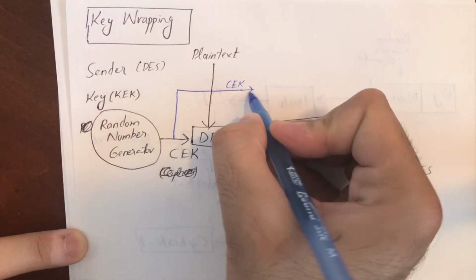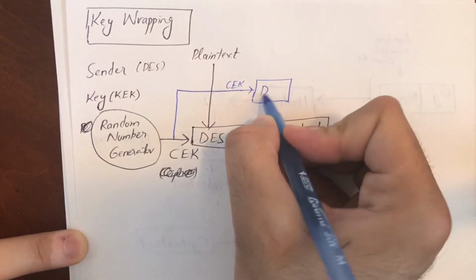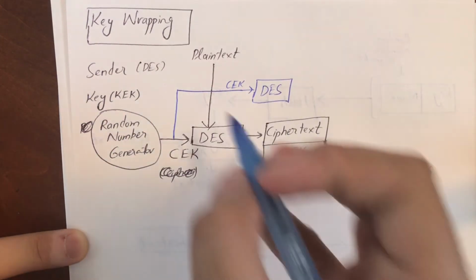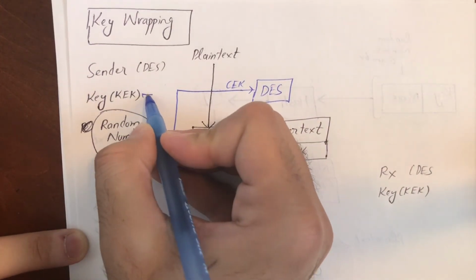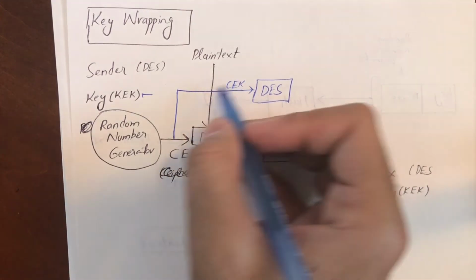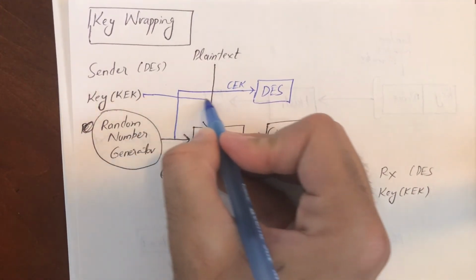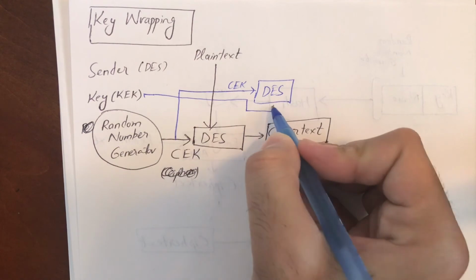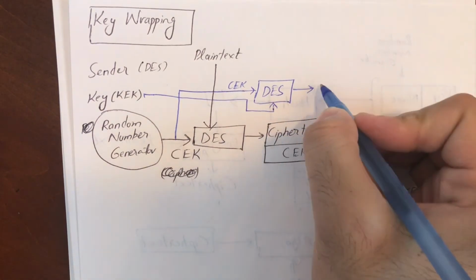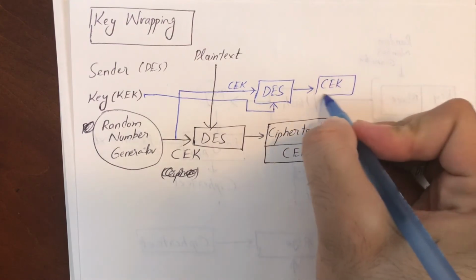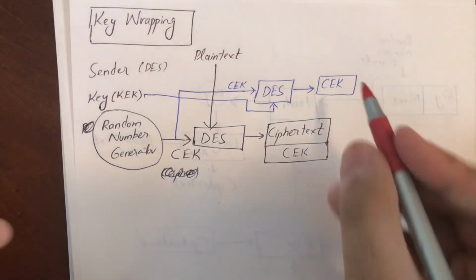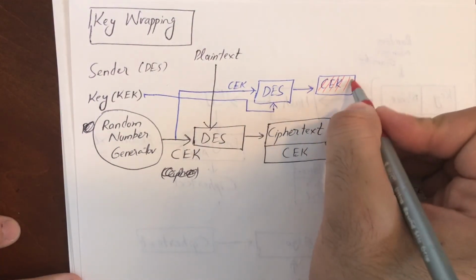Okay, we will encrypt this CEK by using the DES algorithm and encrypt it with the KEK. So let's say CEK is your plain text now, and we use this KEK to encrypt it. By doing this, we will have the CEK in ciphertext, like wrapped, or you can say encrypted. We will have the encrypted CEK.